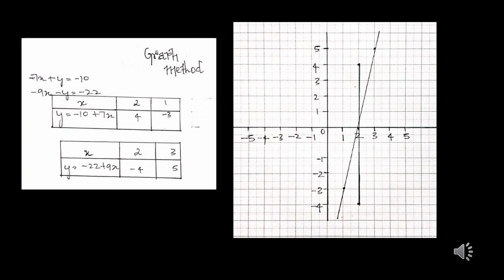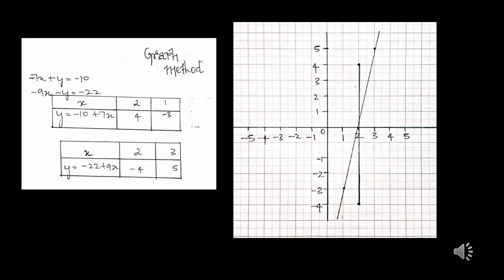Last but not least, graphical method. In this, take an equation, keep y alone on the left side and take other values to the right side. Then draw a tabular column like mine and assume x value as 2 and substitute the value in the equation. You will get the value of y. Likewise do for another equation.